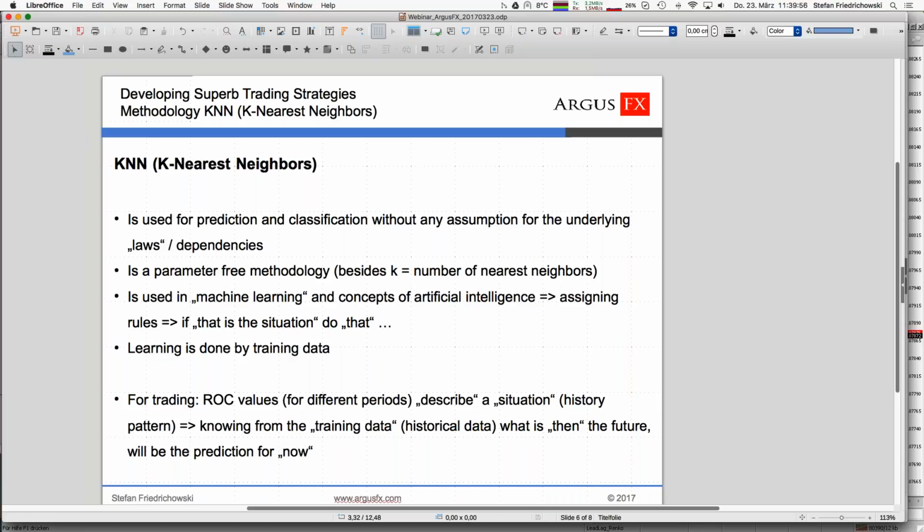Always it's done by learning from training data. And that is exactly what we want to do here, because we know rate of change values for different periods, and they describe a situation, so a history pattern. You might even think about candlestick patterns, which is similar to that kind of concept. And we can train our algorithm with historical data so that we know the future.